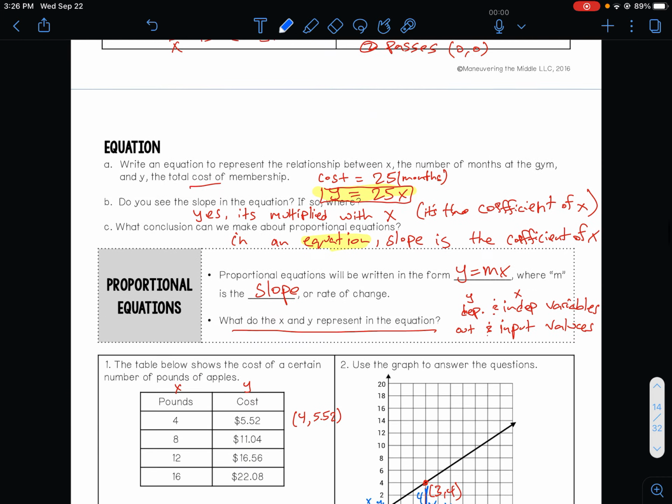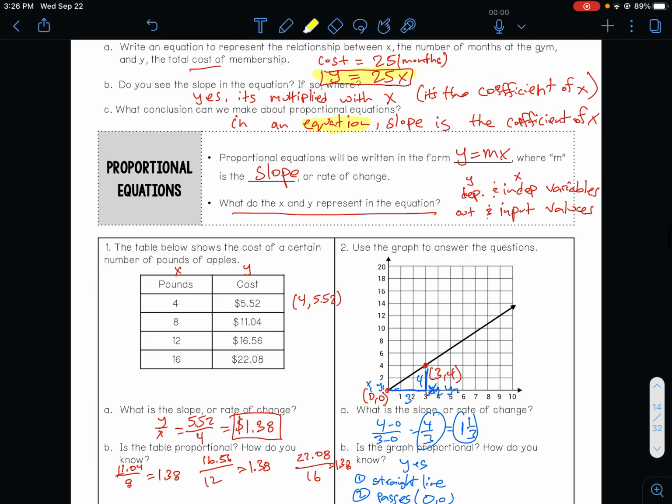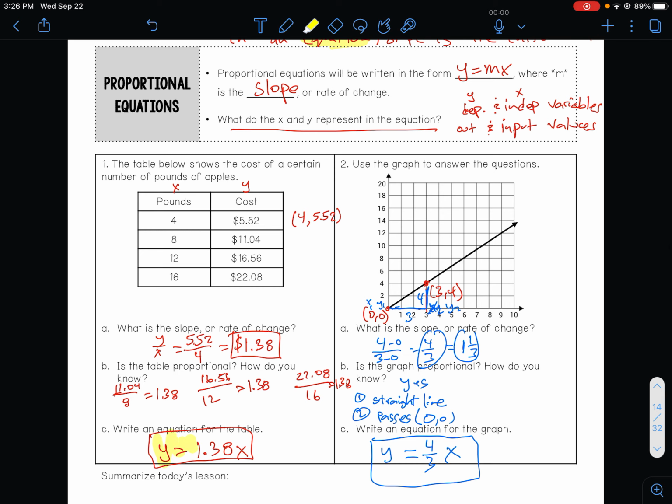So now we know how to determine proportional relationships in equations. This is a proportional equation that shows a proportional relationship because it's y equals the slope and then x. We know how to find it in a table. We just do y divided by x each time and see if you have the same answer each time. You get the same slope each time. And on a graph, you know because it forms a straight line and it passes through 0, 0.